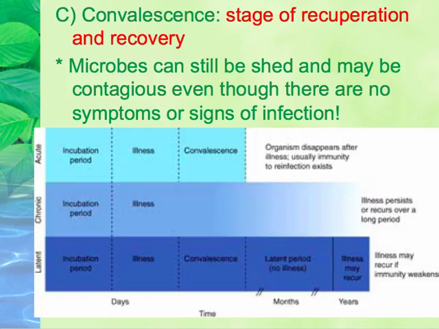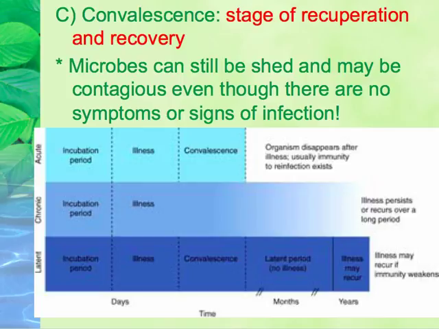Now, when we look at it this way, actually I'm kind of getting ahead of myself. The third stage is called convalescence. And this is considered the stage of recuperation and recovery. So basically you're getting better. Now that could occur one of 2 ways, okay? You can either go to the doctor, you can take an antibiotic for bacteria, maybe some antiviral medication, but usually if it's a virus, the doctor's just going to tell you to wait it out, okay?